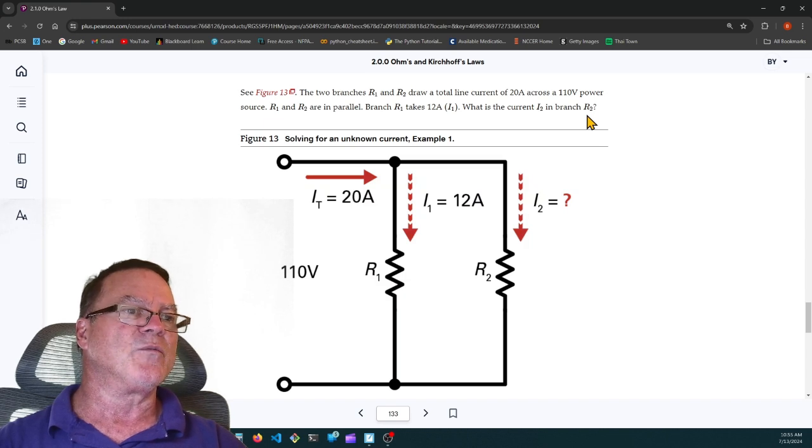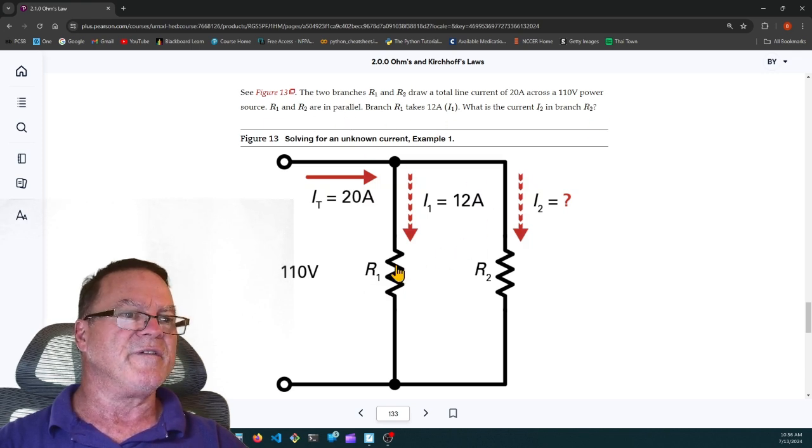Well, we have a couple of different ways to solve this. We could say that 20 minus 12 equals 8, and that would be the current in I2. Well, yeah, I guess that's it.